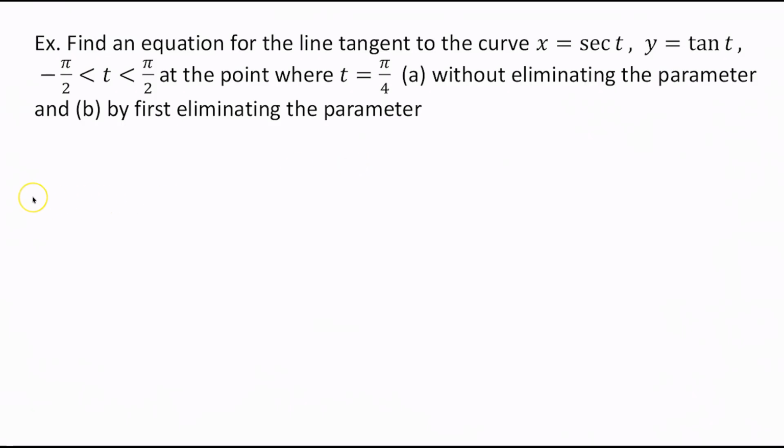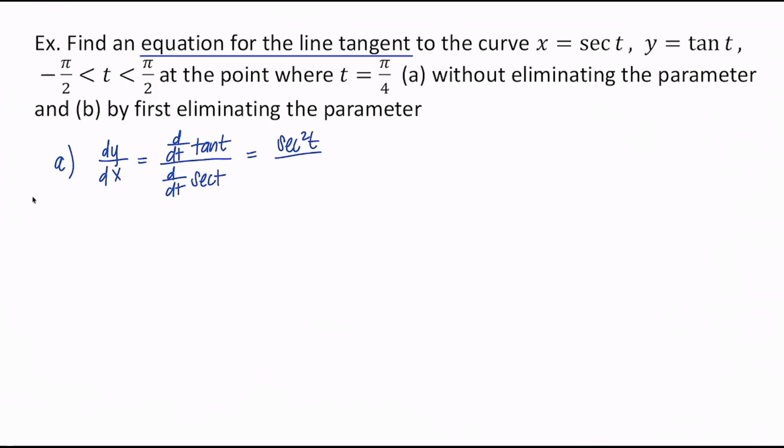So without eliminating the parameter, what we're going to do is find dy dx to get the slope of the tangent line. We're looking for an equation of the tangent line, so we need a point and a slope. So dy dx is d dt of y, of tangent t, over d dt of x, which is secant t. The derivative of tangent is secant squared. The derivative of secant is secant tangent.